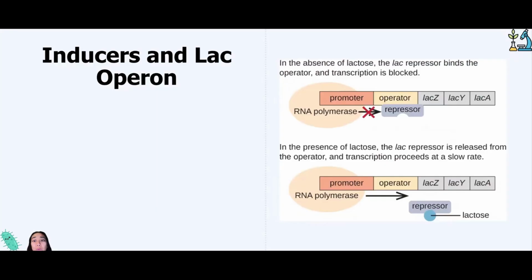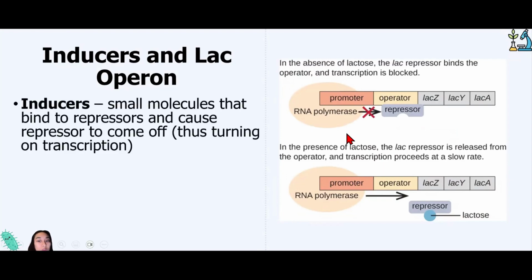The other example found in bacteria is inducers. Specifically, this example is the lac operon. Inducers are small molecules, kind of like co-repressors, but instead they bind to the repressor and force the repressor to come off. So they're basically the opposite of a co-repressor. They bind, and the repressor comes off of the operator. And so this time, transcription is turned on.